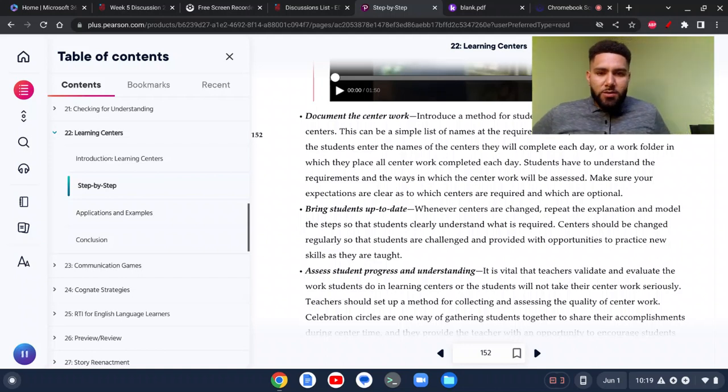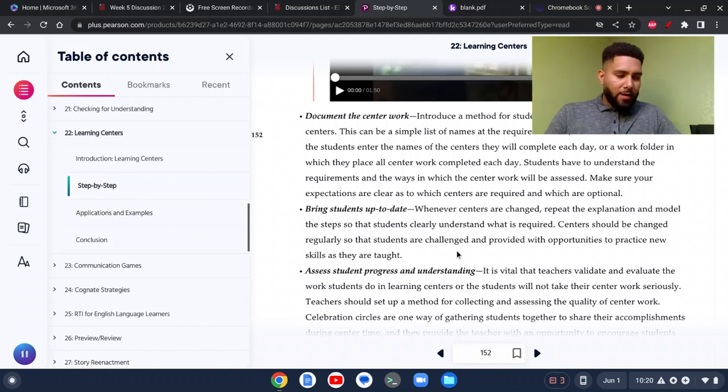Okay, bring students up to date. So some students might forget some of the rules in specific stations. So as you move students from one station to the next, just quickly go up to each student and remind them what is expected when they are at that learning center.